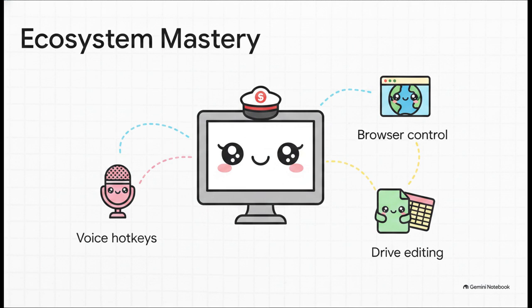ChatGPT isn't just an app anymore, it's your centralized command center. Through its Chrome extension, it's actively reading your live screen context. You can use voice hotkeys to just dictate commands right to your desktop. You can actually let it manage your passwords using built-in browser control. And get this, you can now edit Google Drive docs and sheets side by side directly inside the ChatGPT interface. It seamlessly pulls in references without you ever having to switch tabs.